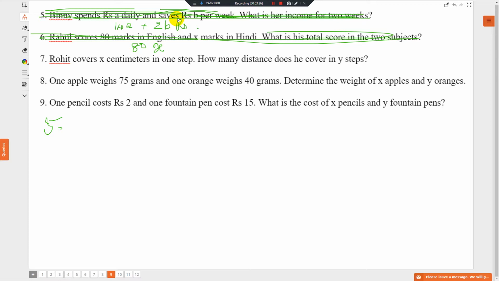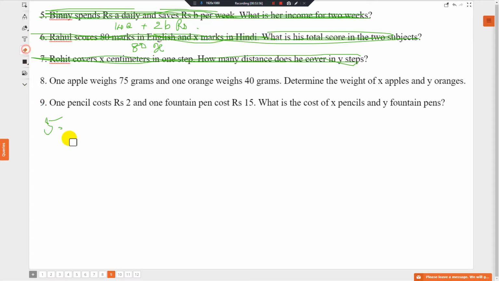Now the seventh one, Rohit covers, oh yeah, this is also easy, which gives yx centimeters in one step. These are all important, and I have explained them as it's my duty to explain you.